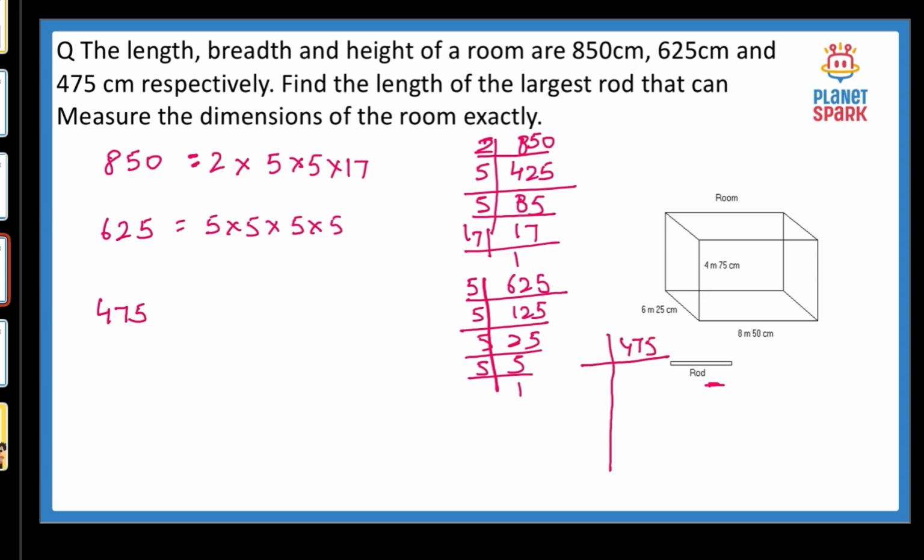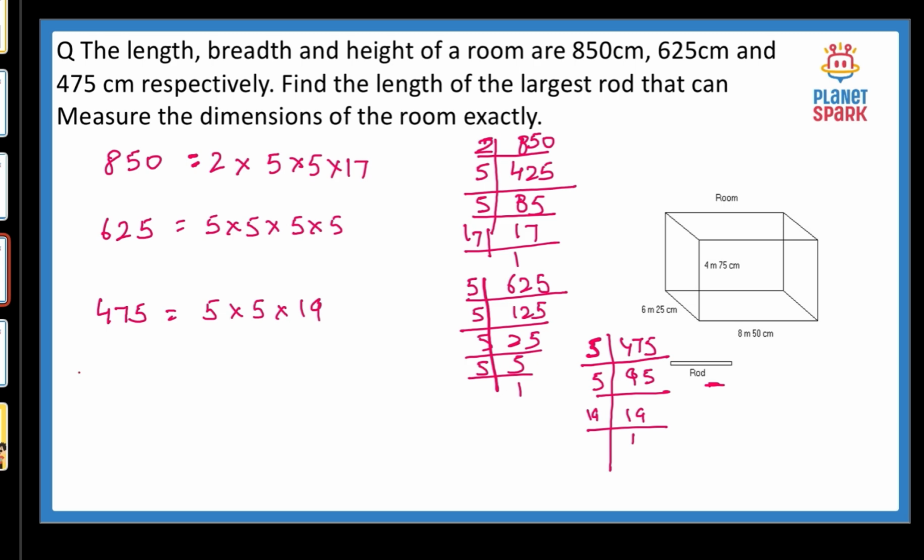Now let's divide 475. 475 is not divisible by 2 or 3. 475 is divisible by 5, and that gives us 95. Further, 95 divided by 5 gives us 19. So the factors of 475 are 5 into 5 into 19, and 19 divided by 19 is 1.